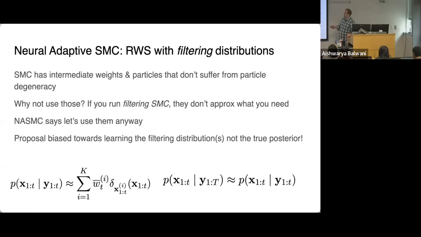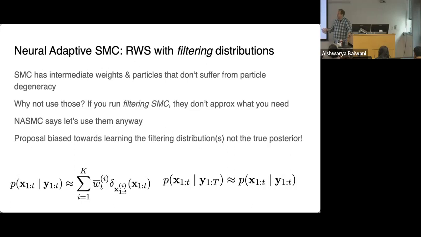I'm behind schedule, so I don't want to dwell too long on some of this stuff because it's kind of saying things that I've said already. SMC doesn't suffer from this particle degeneracy problem when you are reweighting inside the loop based on future data.